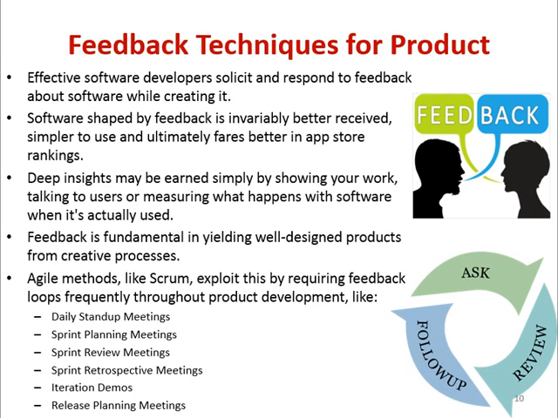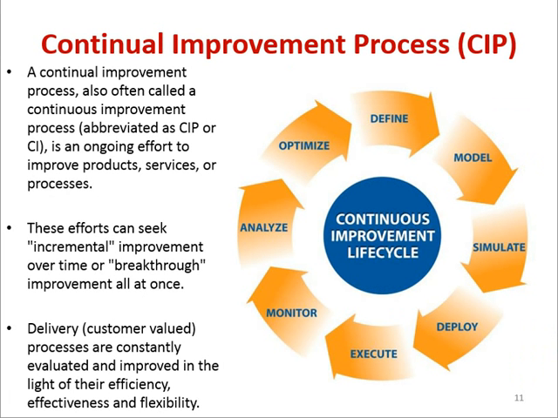In the next slide we have CIP, which is the continual improvement process. So in the continuous improvement cycle, what exactly do you do? First you define it, then model it, simulate, deploy, execute. Then you monitor it, analyze it, and optimize it. Then again redefine. So it's a kind of a cycle. That is the continuous improvement life cycle, or you can say the continual improvement process.